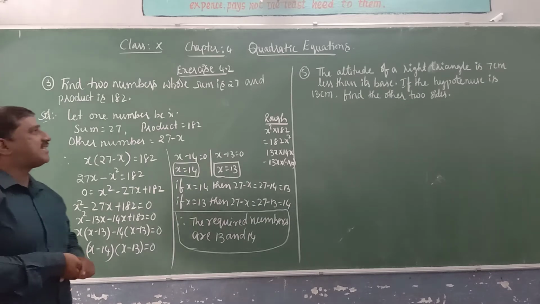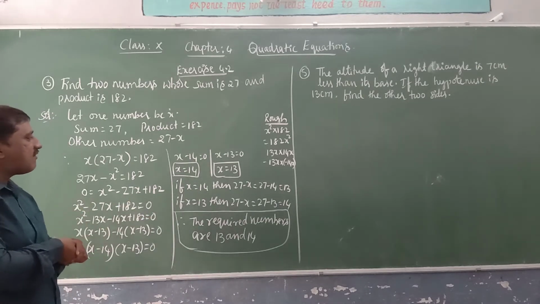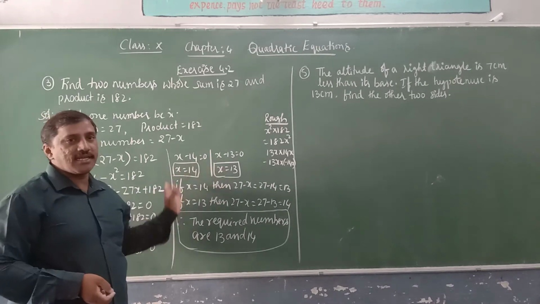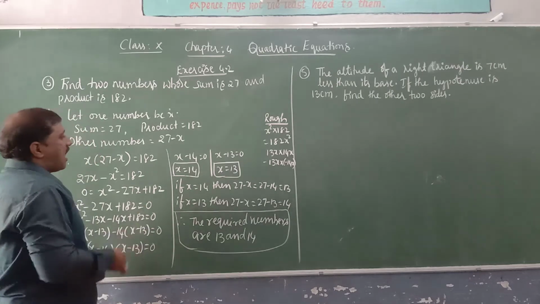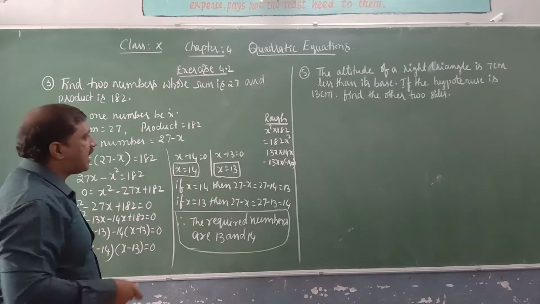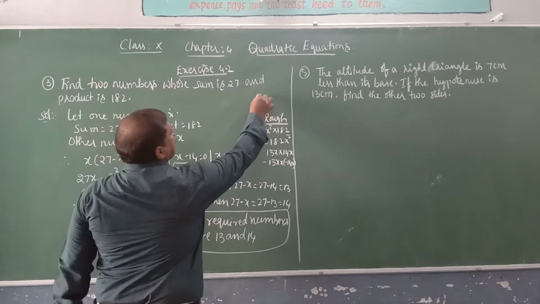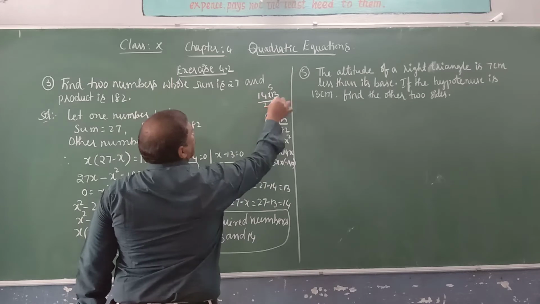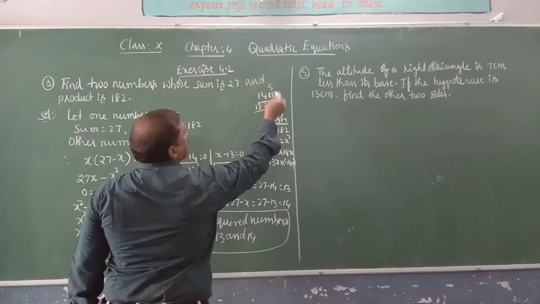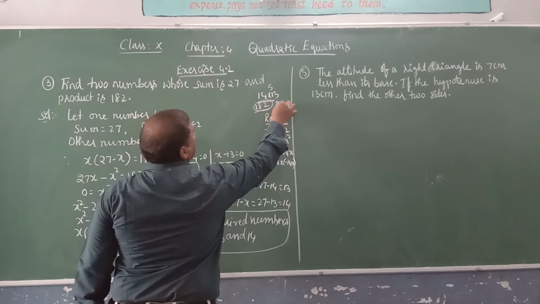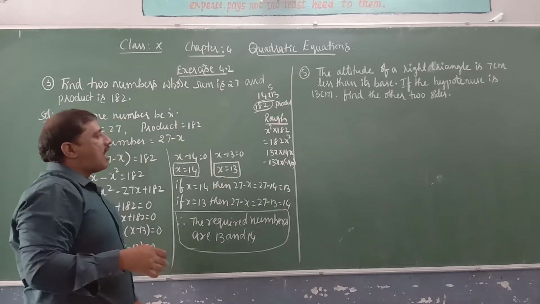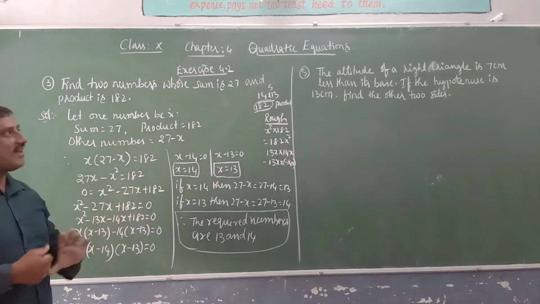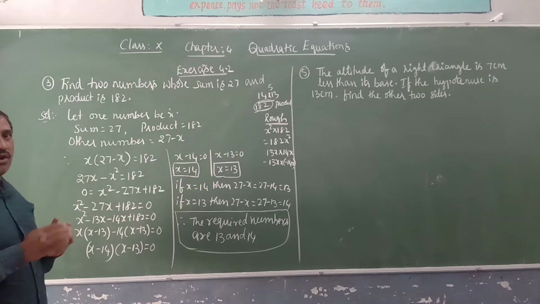So you can verify whether it is correct or not. How can you verify it? The sum of the two numbers, 14 plus 13, is equal to 27. It is verified. And the product of these two numbers, 14 into 13: 13 fours are 52, 13 ones are 13, plus 52 gives 182. So we got the product 182, and the sum of the two numbers 14 plus 13 is equal to 27. Like this we can verify whether our result is right or wrong.